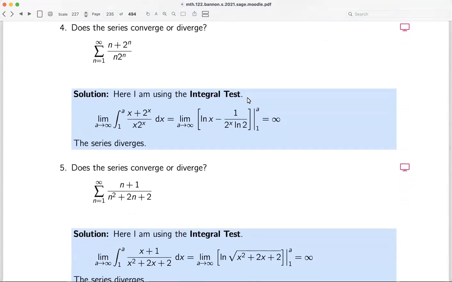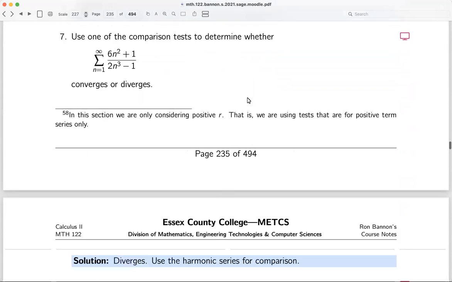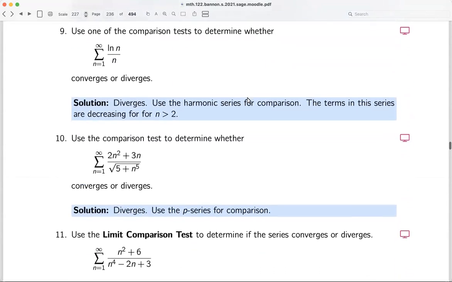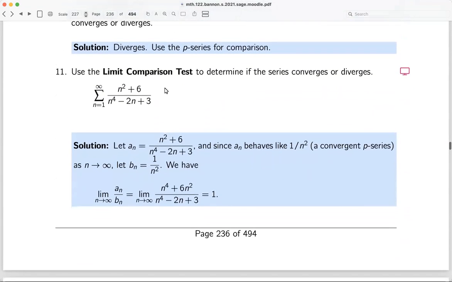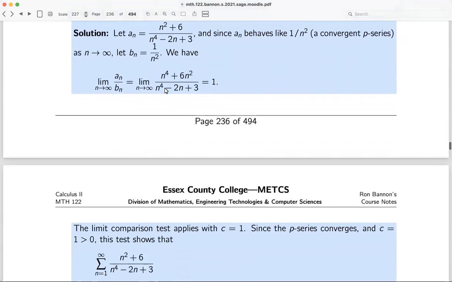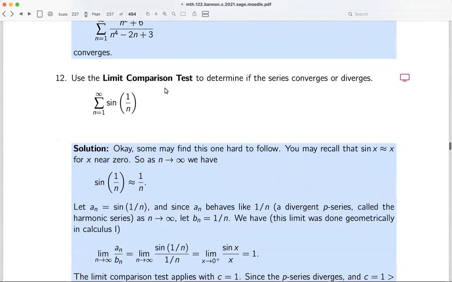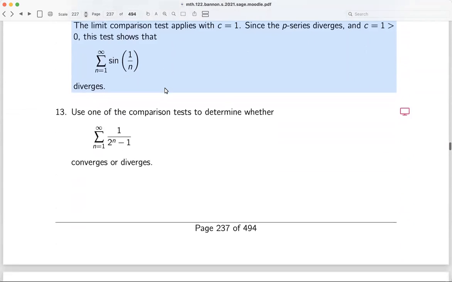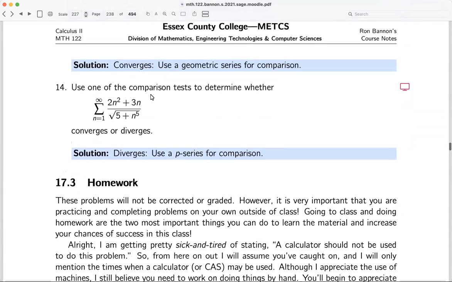We covered the integral test. We covered the comparison test, and the limit comparison test. So what we're trying to do is confirm that we did this. That's all we're trying to do. Some of these problems are more difficult than others, but I want to go through it with you.